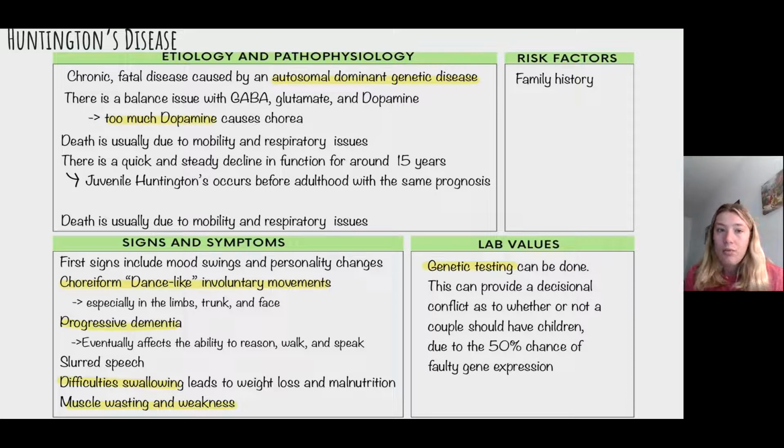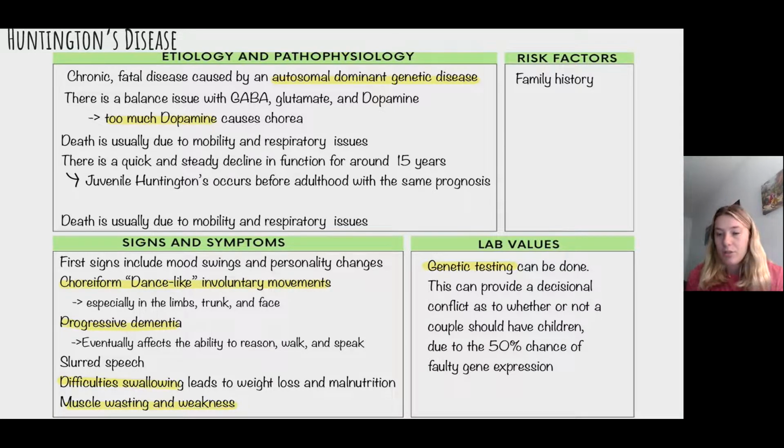So unfortunately, once signs and symptoms start to develop, there's a steady decline for about 15 years until the patient unfortunately passes away. A little side note on juvenile Huntington's disease. This usually happens earlier in life. The signs and symptoms present before they're 18 years old, whereas usually in Huntington's, they show up at around 30 years old.